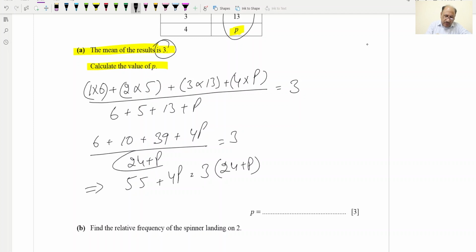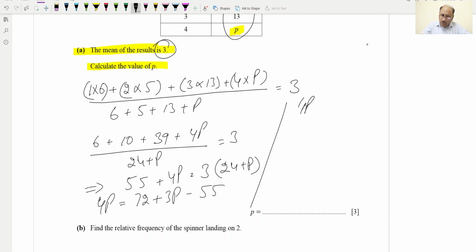We have shifted this portion to the other side, and it will go as numerator. So 4P is equal to 24 into 3 will be 72 plus 3P minus 55. We are sending to the other side, and 4P minus 3P will be equal to 72 minus 55, and this implies P is equal to 17. So the answer will be P is equal to 17 for the 3-mark question.